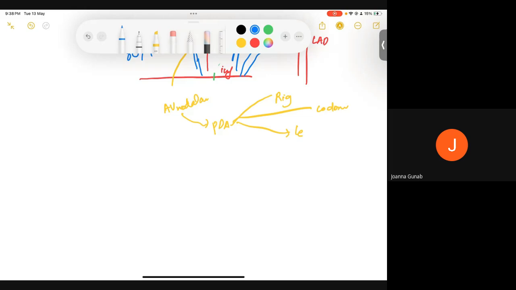Okay, so LAD basically is going to be supplying certain specific structures. That is one third of your interventricular septum. What else? You guys are going to be telling me that. What else does LAD supply? One of the papillary muscles as well. That is the anterolateral papillary muscle. What else? Anterior surface of the left ventricle. Okay, anterior surface of the left ventricle.